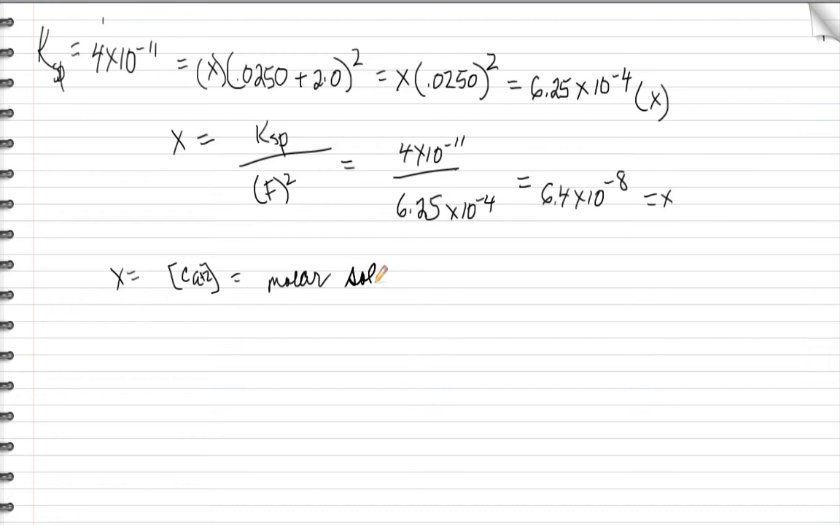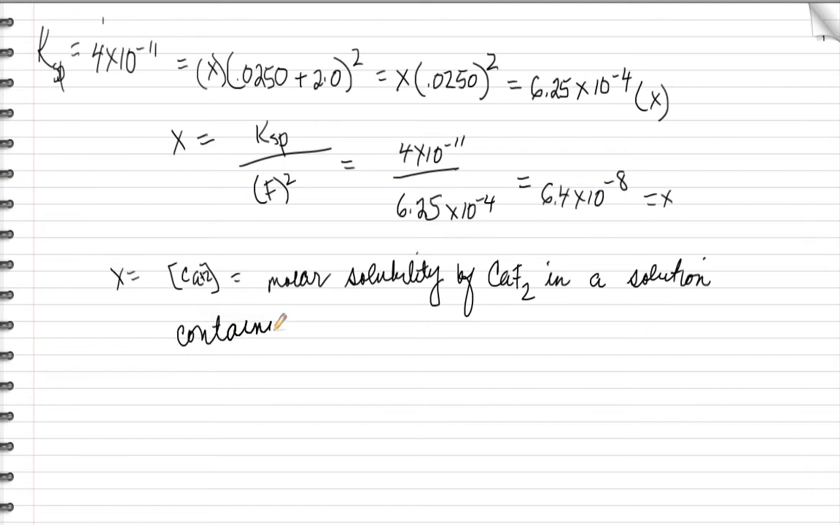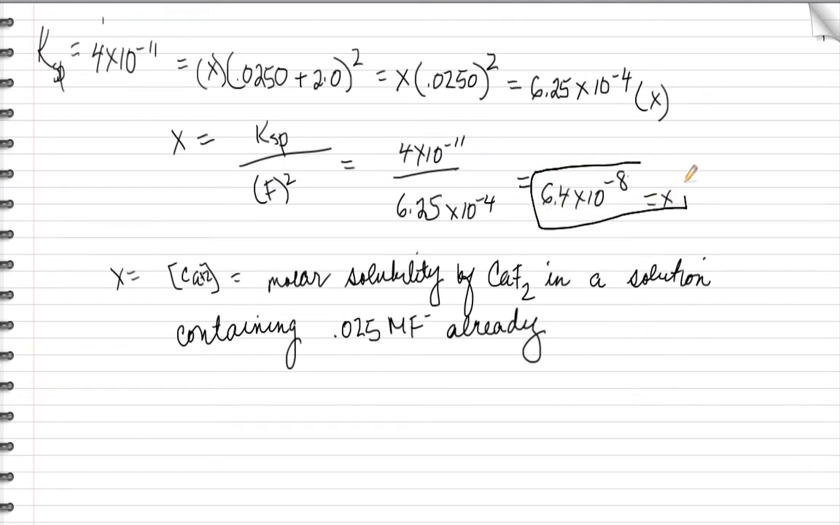And that's x in molarity. Naturally, I didn't put the units down there, but I should have. That's the concentration of calcium plus 2, and it's also equal to the molar solubility of the calcium fluoride, because the calcium fluoride and the calcium concentration produced are the same, because there was no calcium ion in solution when you put it in there. There was only fluoride ion from the sodium fluoride. So that's the molar solubility.